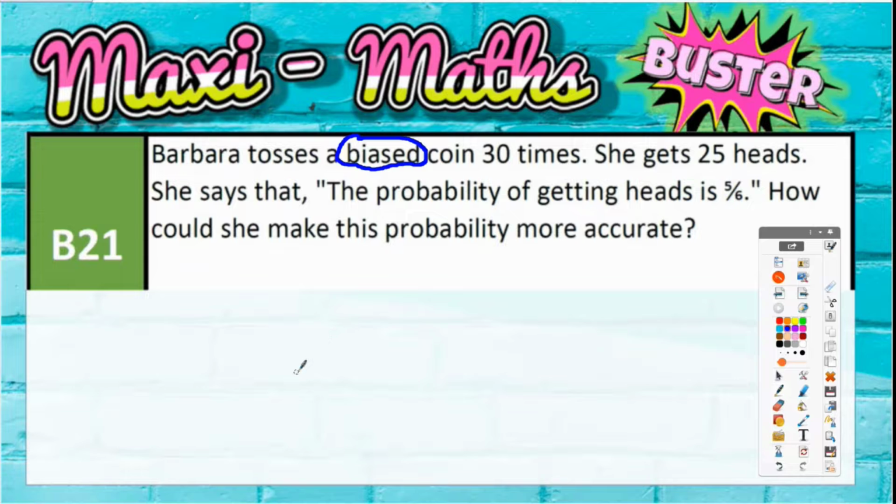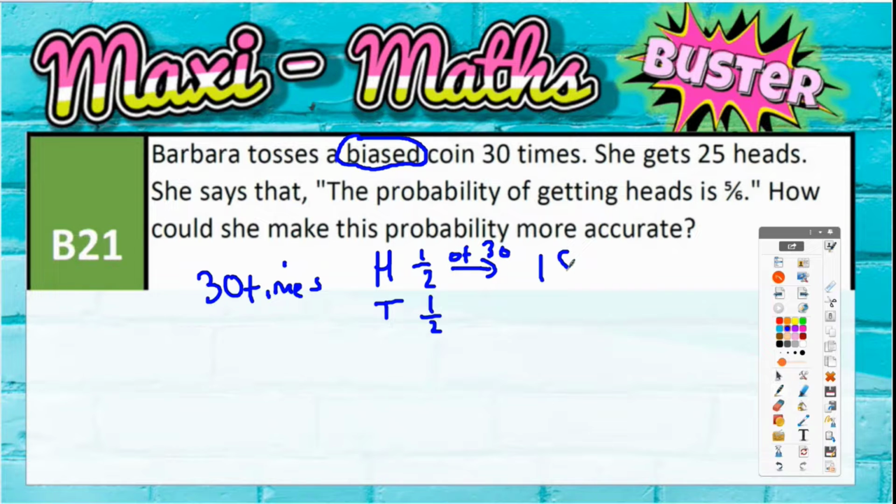If it was just a normal coin and you were tossing it 30 times, the probability of getting a head is a half, and the probability of getting a tail is a half. So you'd expect half of 30, 15 heads, and half of 30, 15 tails. So that's what you'd expect.